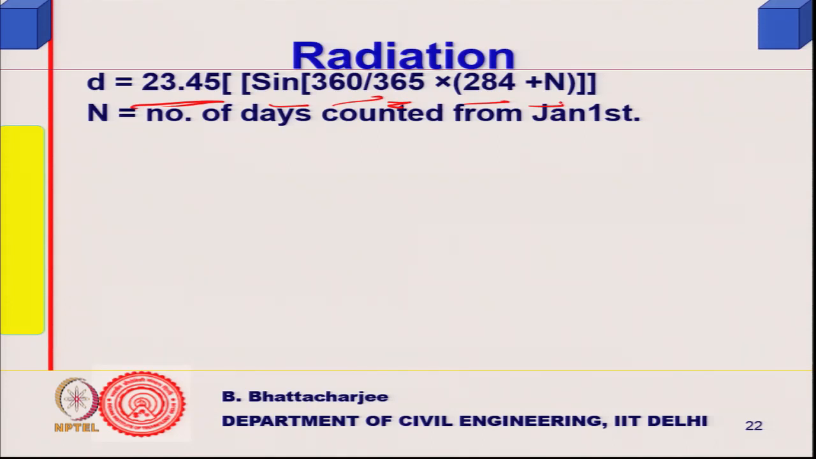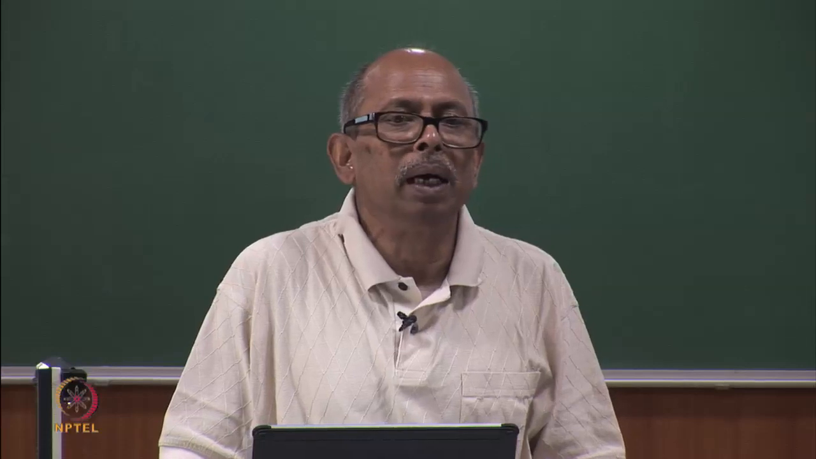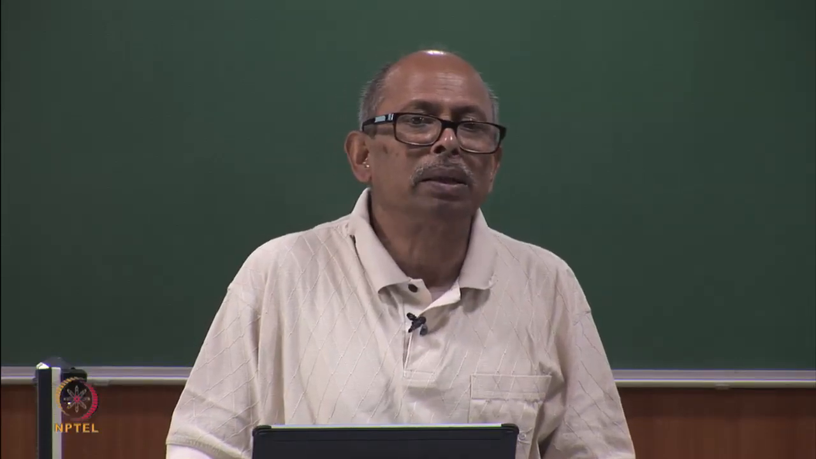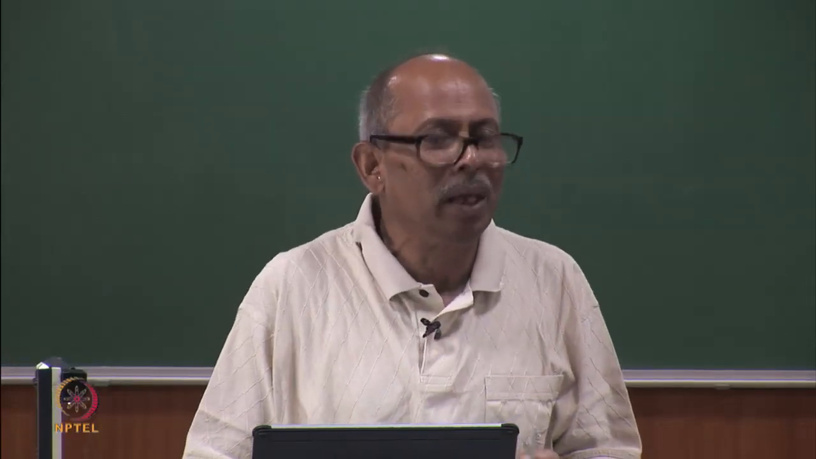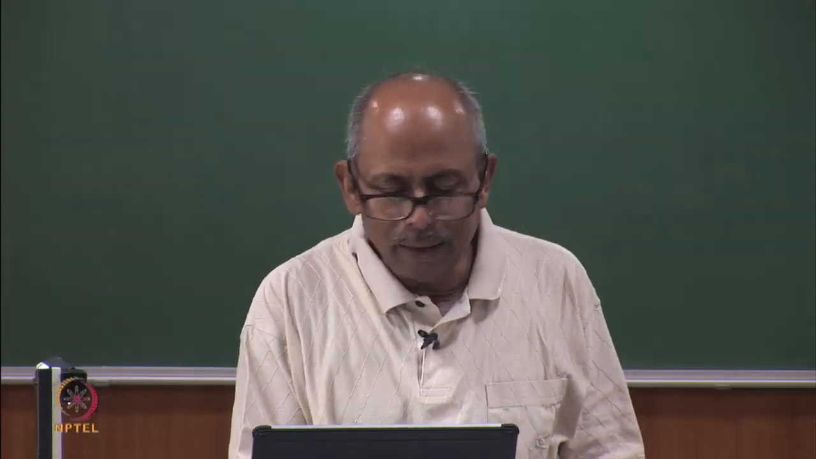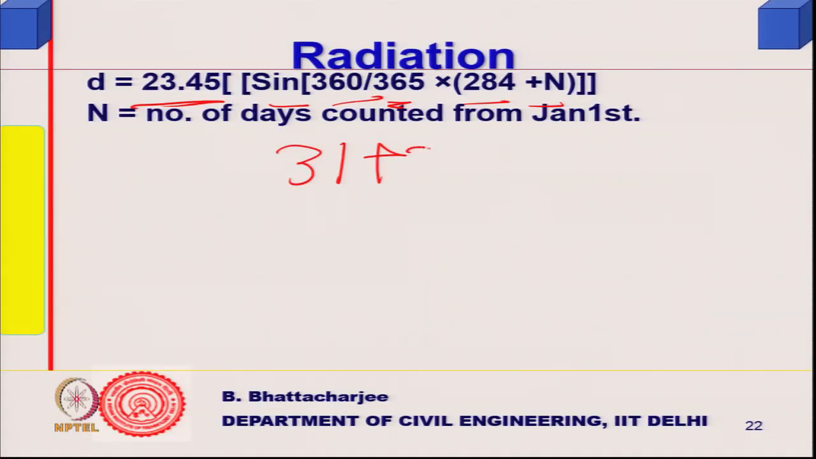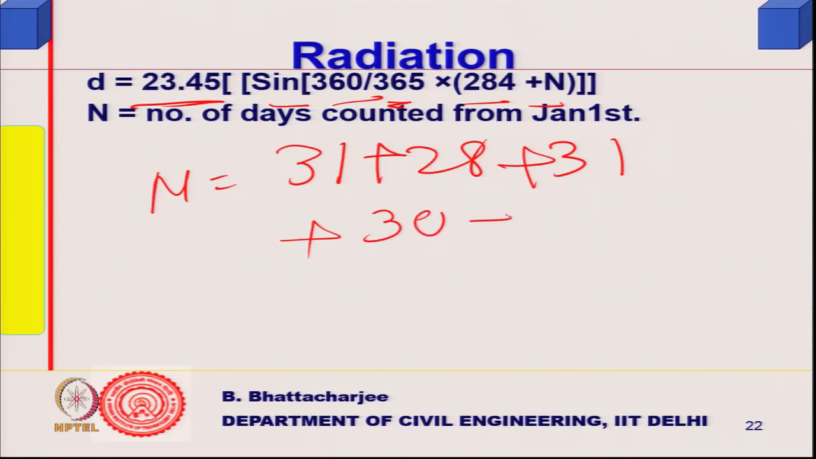For example, if it is 26th July, then it will be 31 days of January, 28 days of February, not a leap year, then 31 days of March, April is 30 days, May is 31, June is 30, and plus 26 days of July. So, that is what n will be.